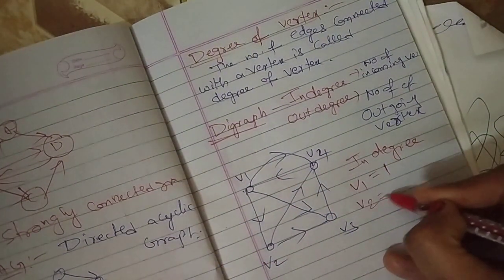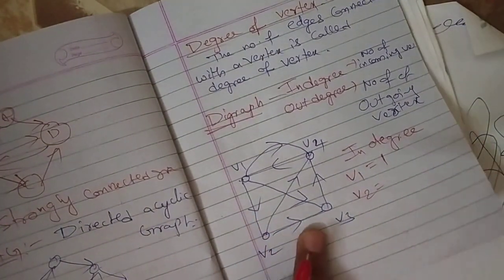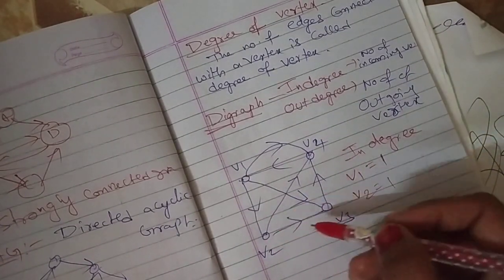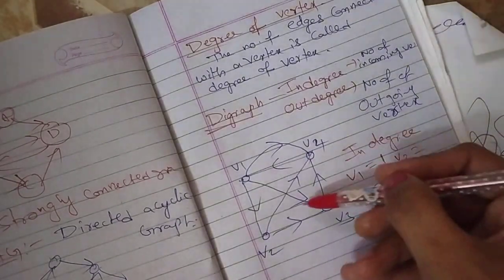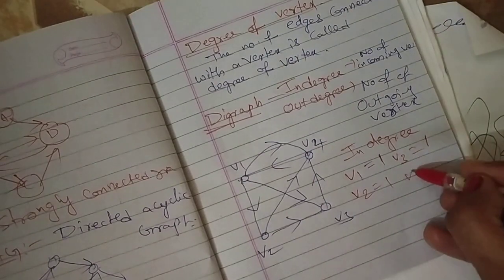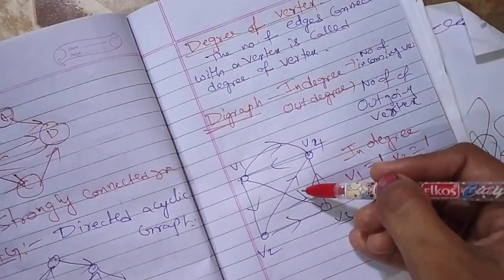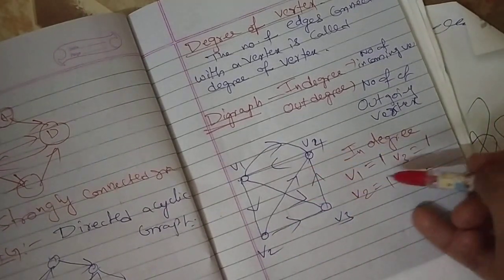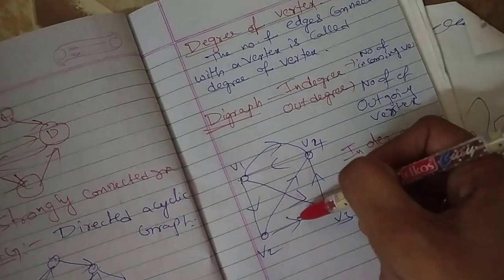So in degree of V2. Tell me. Only 1, right? Next, V3. In degree of V3. Only 1. V4. In degree of V4. 1, 2.